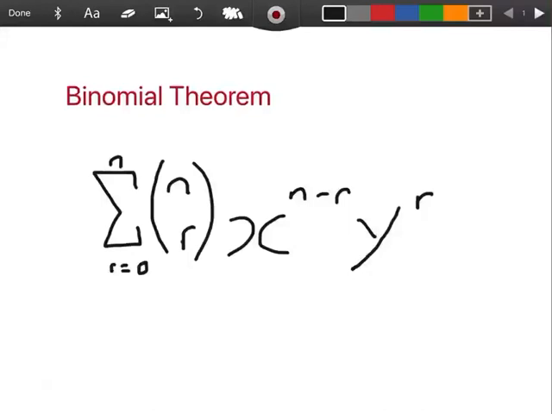Hello everyone, welcome back. Today we're going to be looking at the final part of the binomial theorem, which is the last part of the first section in the Advanced Higher Maths course.